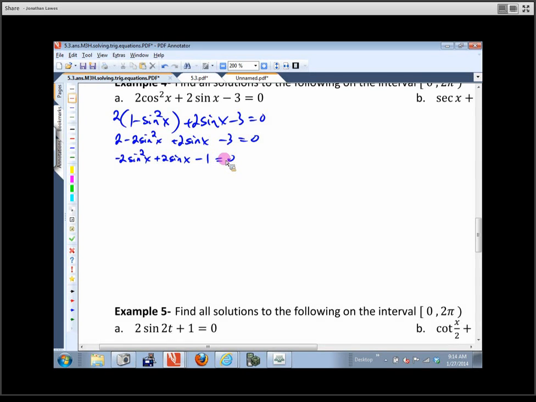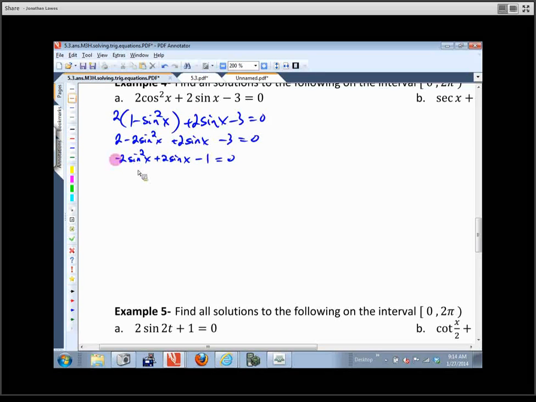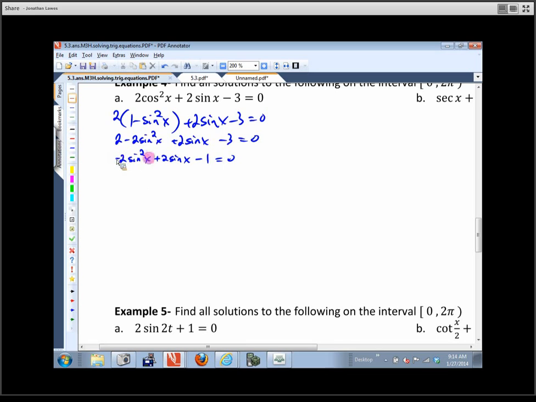Doing okay? Okay. I don't like that negative there, so I'm going to multiply everything by a negative, which is going to change that to a positive, that to a negative, and that to a positive, right? Everybody good there?